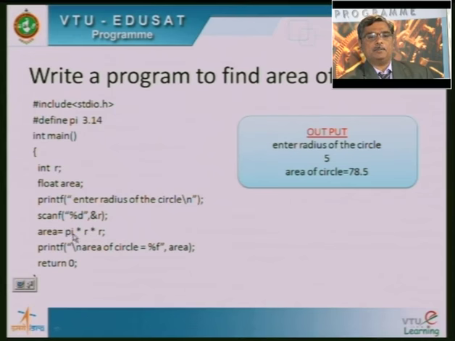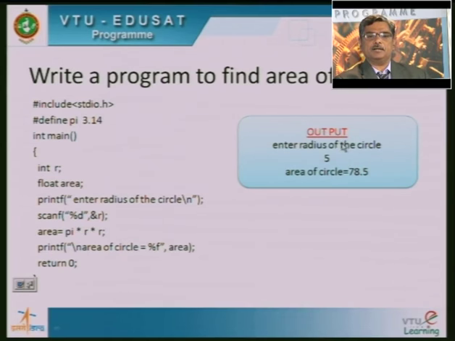The value of pi you assigned in your define statement, 3.14, will be taken, and r into r, whatever value I give, gets multiplied. Then slash n, because it will print on the next line: area of circle %f, and the area is printed. Return 0, because main is associated with the return type integer. You can also use void here. This is the output that you can observe here.